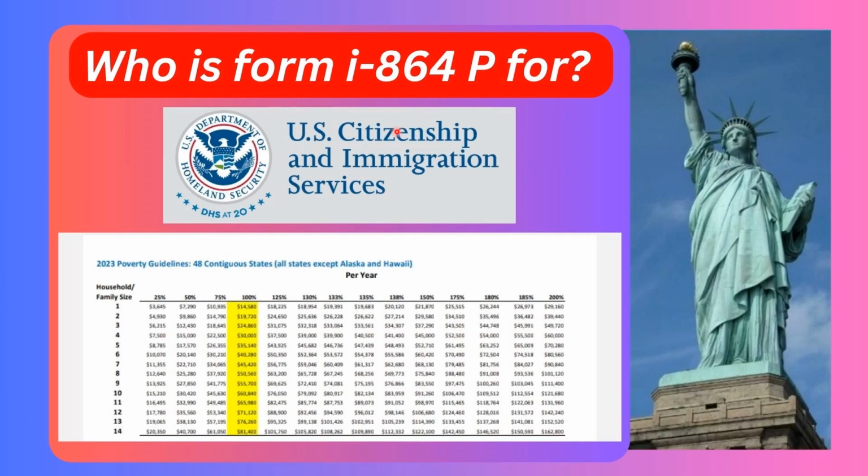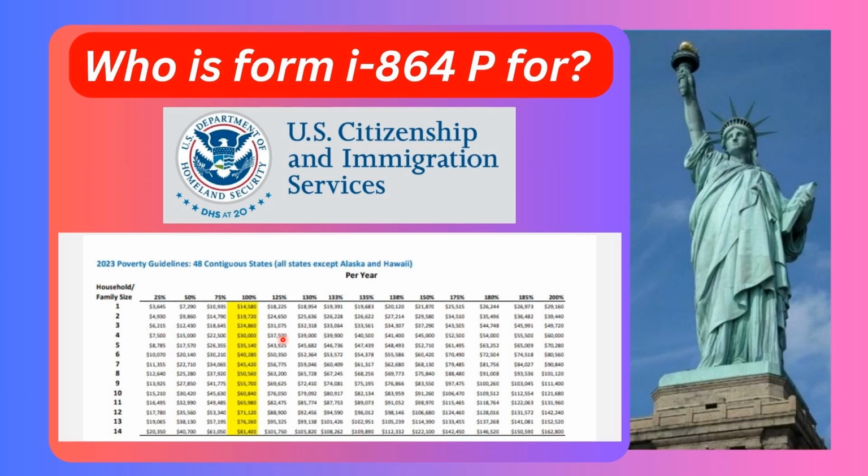The I-864P is not a form to fill out. As you can see, it's a table. And what does this table do? First, it shows the household size. You have the household size here. Okay, if you are 4, you know you have to meet this required level of income. The required level for civilian is 125%. If you are in uniform, it is 100%, but most people are civilian, so it's 125%.